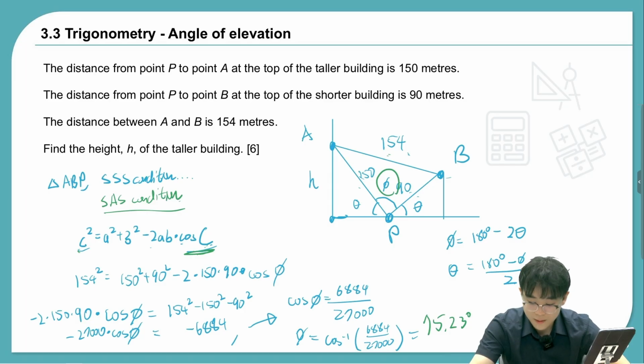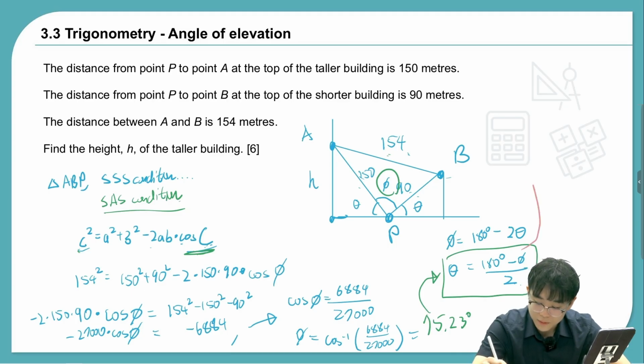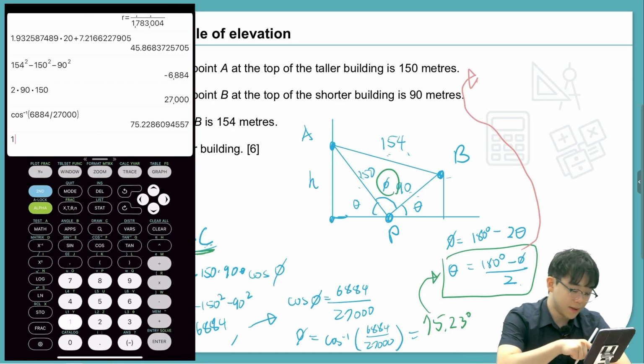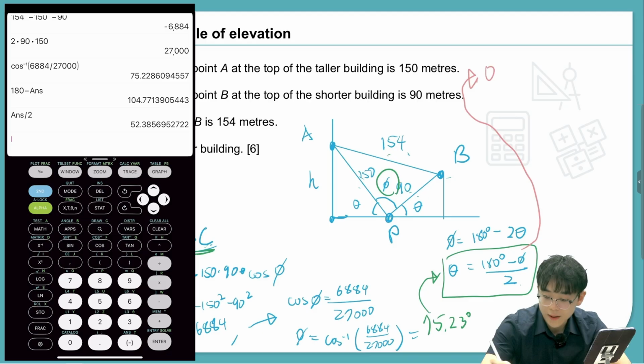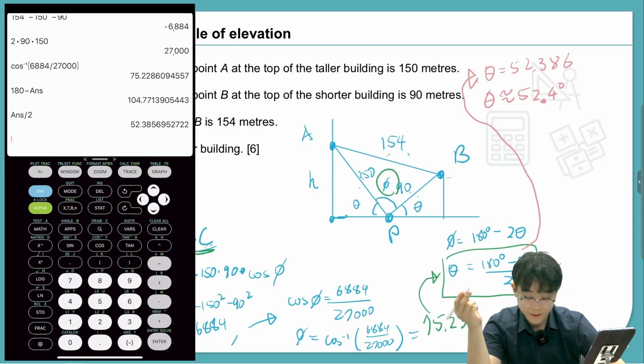Okay. And then I can find what my theta is by plugging it in here, right? So that would give me theta is 180 minus this value, divided by 2. So that means theta is now going to be 52.385, or 52.4 degrees. Okay. So that's what the value of theta is.